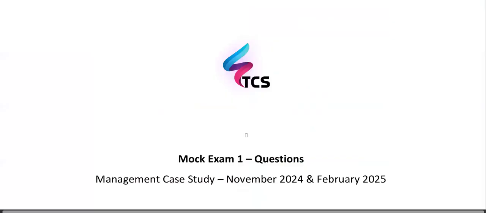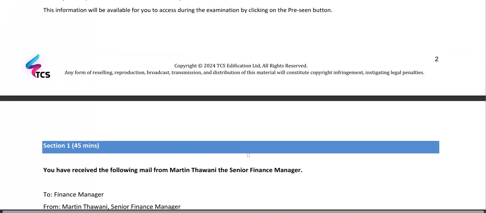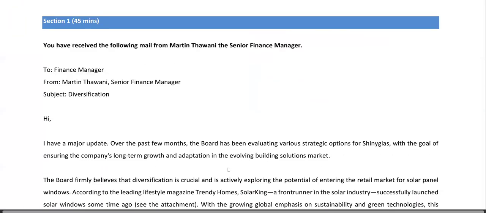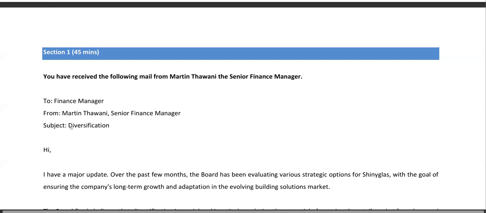So I hope you might recall from the discussion last week, we were looking at diversification. We were looking at entering a new market segment.